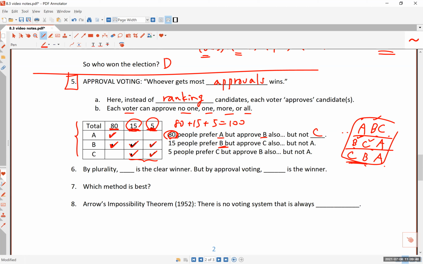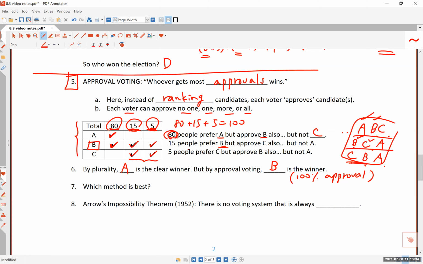So if that's the case, by plurality, of course, A would be the clear winner, right? After all, 80 people, a super majority of the people, choose A to be their best candidate. But by approval, guess who wins? Well, look, B gets approved by everybody. So B is the winner with 100% approval. Sounds exciting, right? Wow, B gets an approval by everyone. Even though 80% of people strongly prefer A, they approve B. 15 people approve B and C, 5 people approve B and C, and therefore everybody approves B.